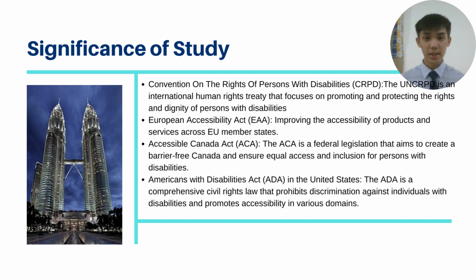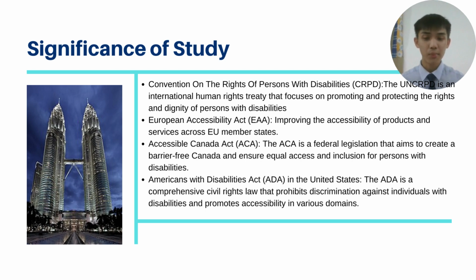So this is the significance of study, where I found all this in the policy of government. First, CRPD. The UN CRPD is an international human rights treaty that focuses on promoting and protecting the rights and dignity of persons with disabilities.